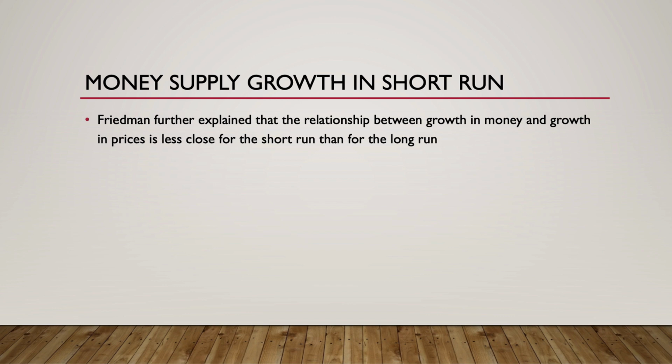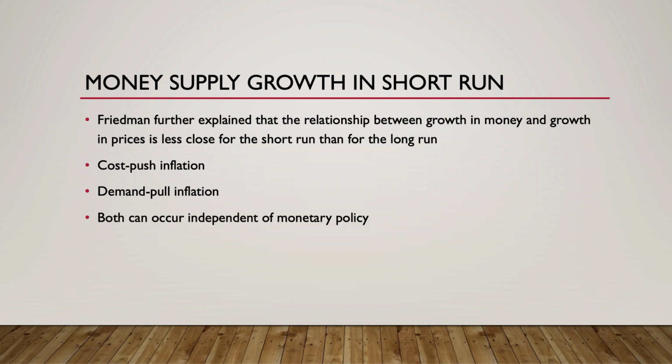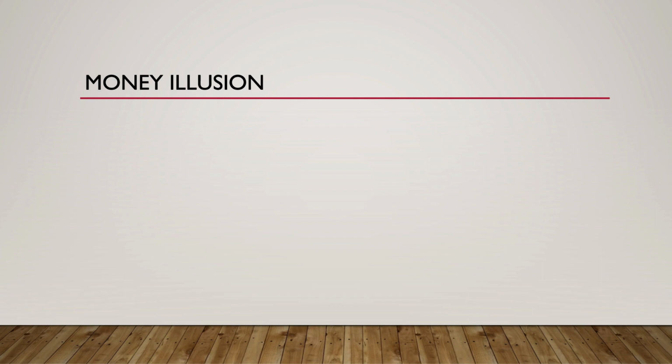As we've already learned, short-run increases in the price level can be the result of cost-push inflation caused by temporary shortages of raw materials or increases in the prices of the factors of production caused by events in world markets, and demand-pull inflation caused by dramatic increases in consumer confidence, both of which can be independent of monetary policy. That is not to say that there aren't short-run effects of monetary policy. One such effect is money illusion.